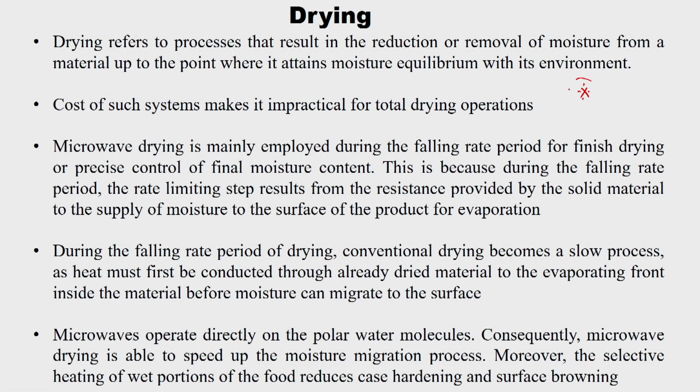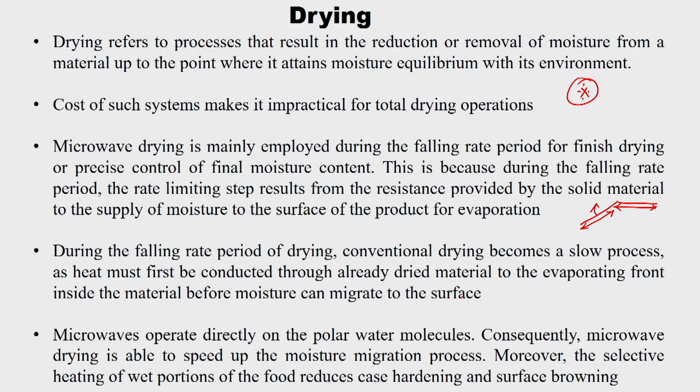Normally in conventional drying, there are two periods, one is the constant rate period and another is the falling rate period. In the constant rate period, the surface moisture is removed first, then after that internal moisture diffuses to the surface, and then it is removed by the hot air. This is the conventional process, right.